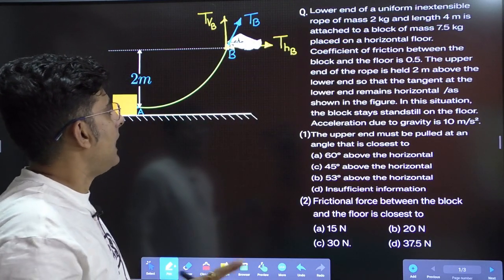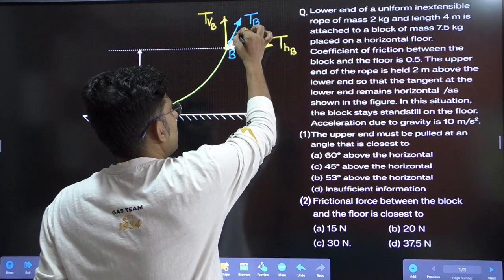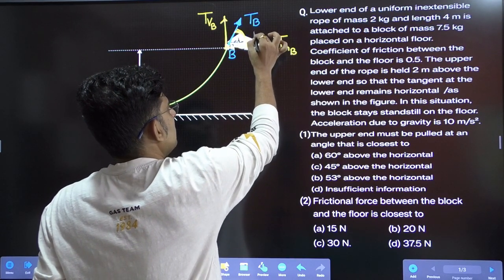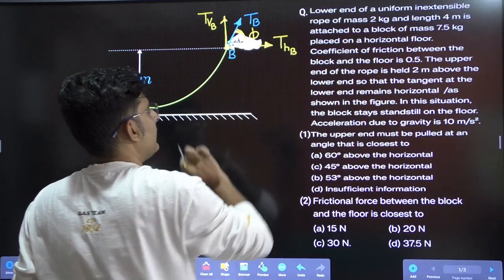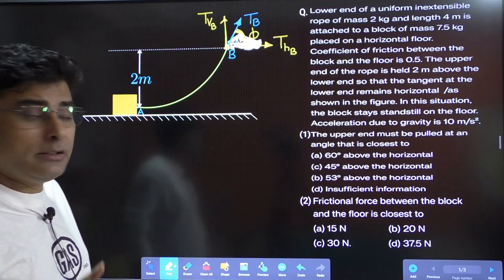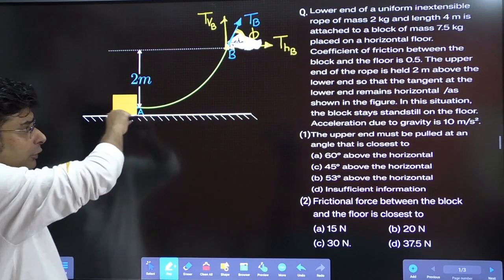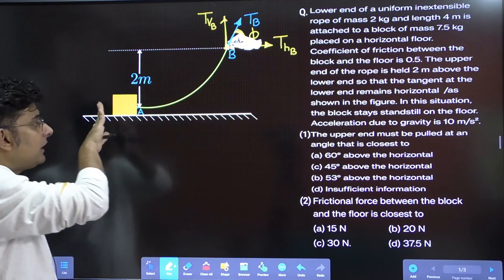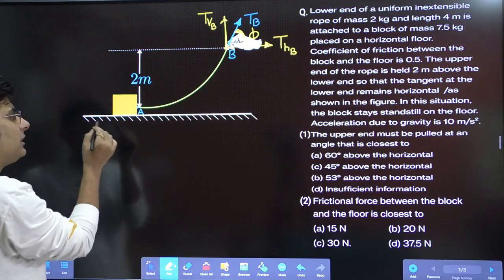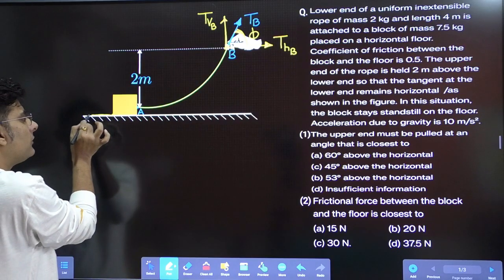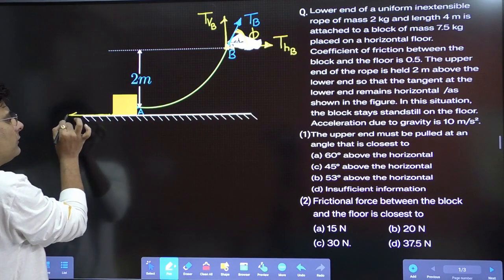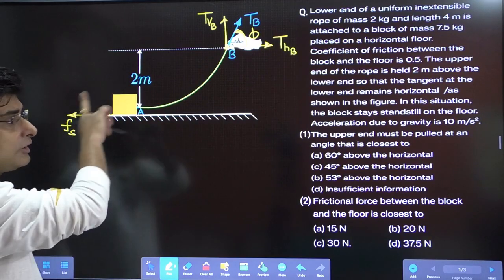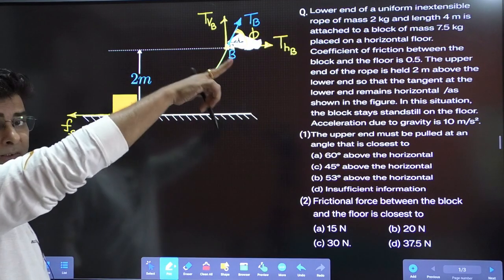So the force is applied at what angle with respect to horizontal, they are asking. Let's take this particular angle as phi. So in the question we have to find phi. Now due to this, the block is getting pulled towards the right, so it has a tendency to move towards the right, but actually it is not moving. So there will be a friction force, which will obviously be static friction, which will be backwards. Now the system is in equilibrium, so net force will be 0.